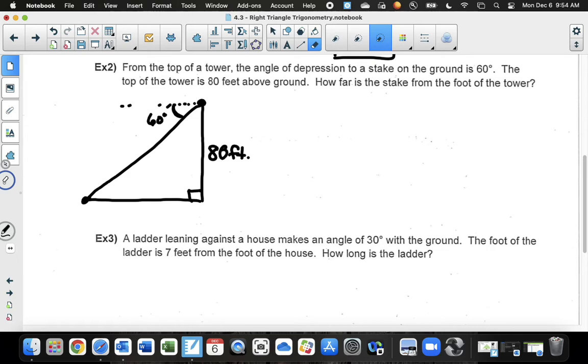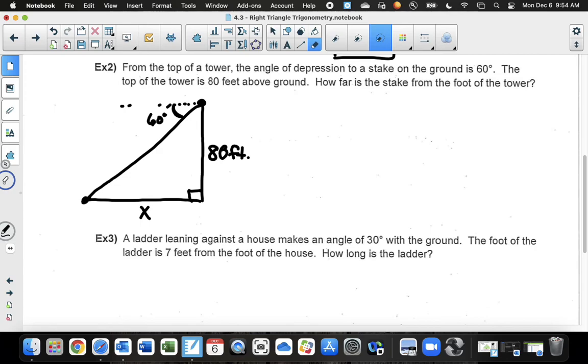Which part of the triangle am I trying to find? The other leg or the hypotenuse? The leg. How far is the stake from the foot of the tower? There's the foot of the tower. There's the stake right there. So you are finding the other leg.